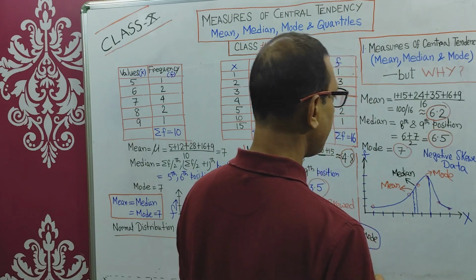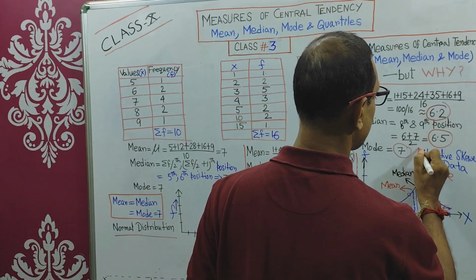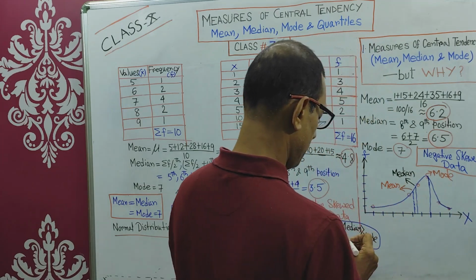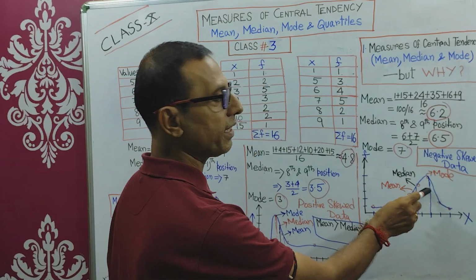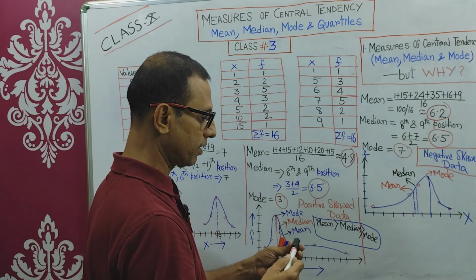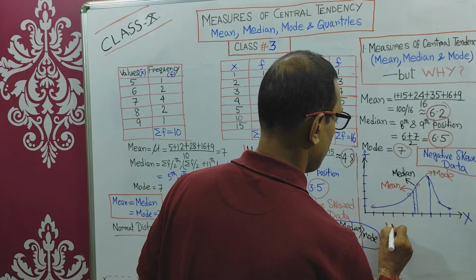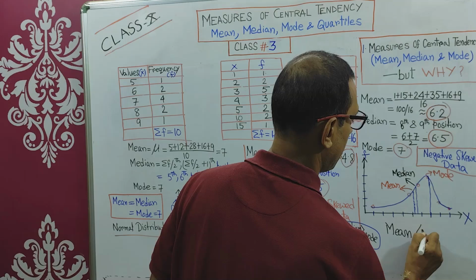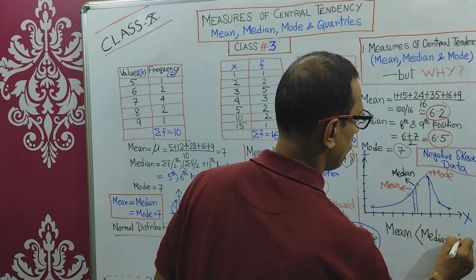So for negatively skewed data, what you understood? The relationship is mode is highest. For negative skewed data, mode is highest, mean is lowest. For positive, so what is the relationship? Relationship is mean less than median less than mode.